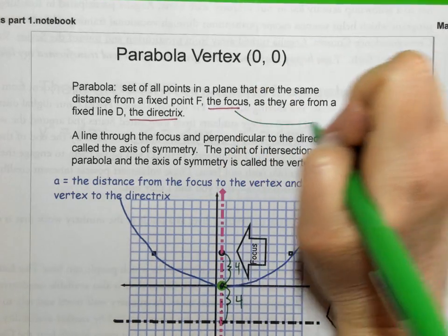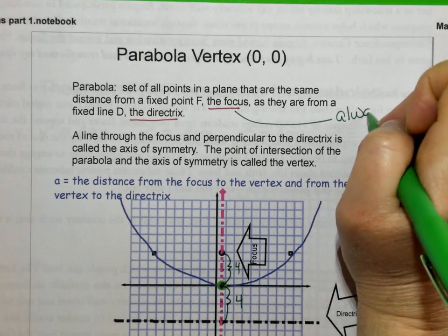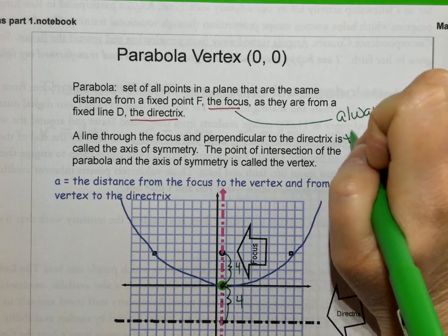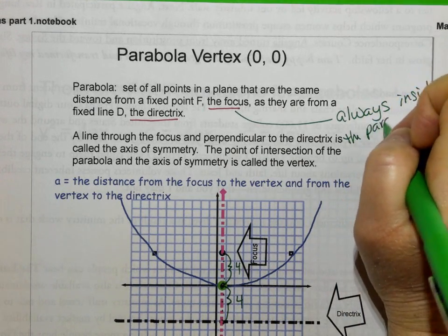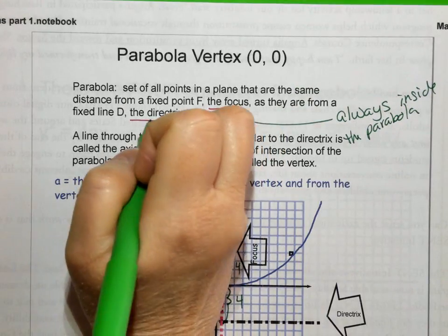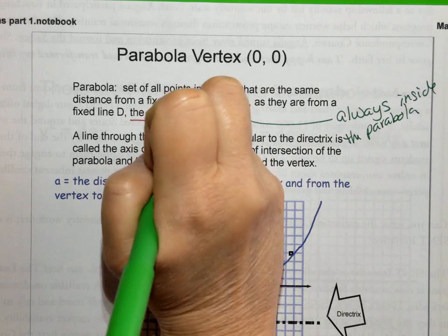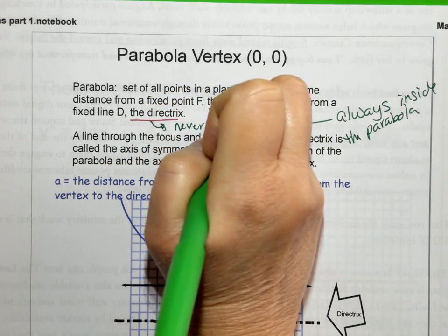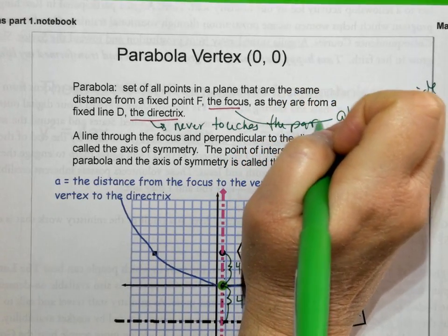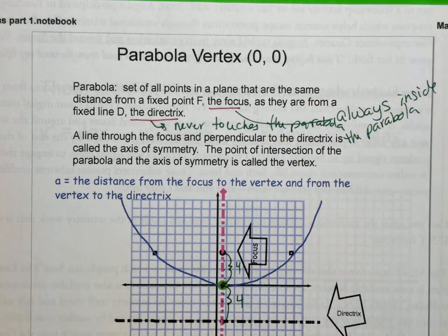The focus is always inside the parabola. The directrix never touches it.